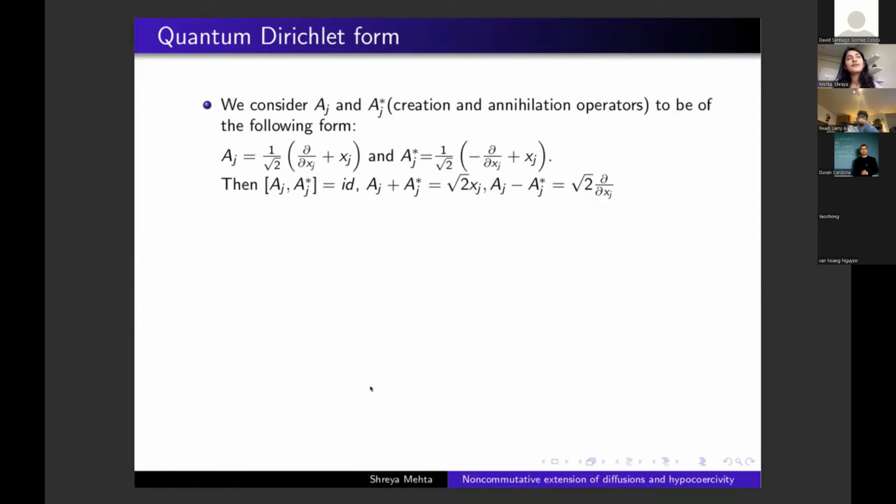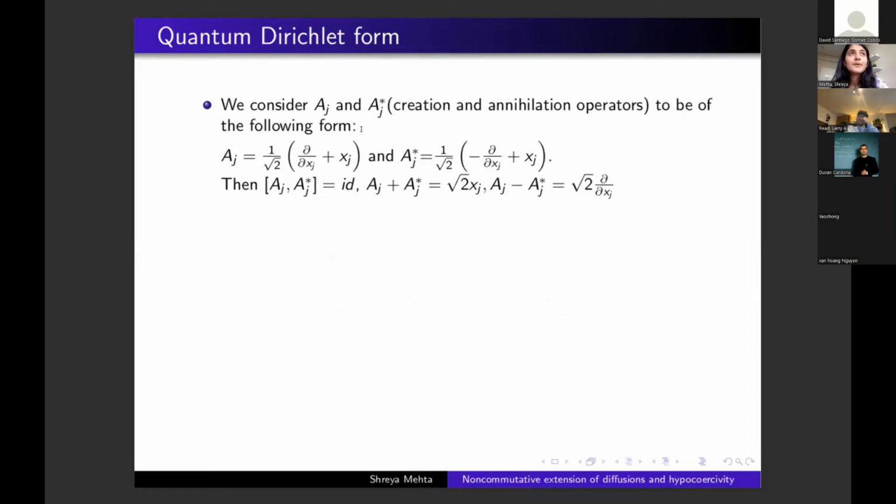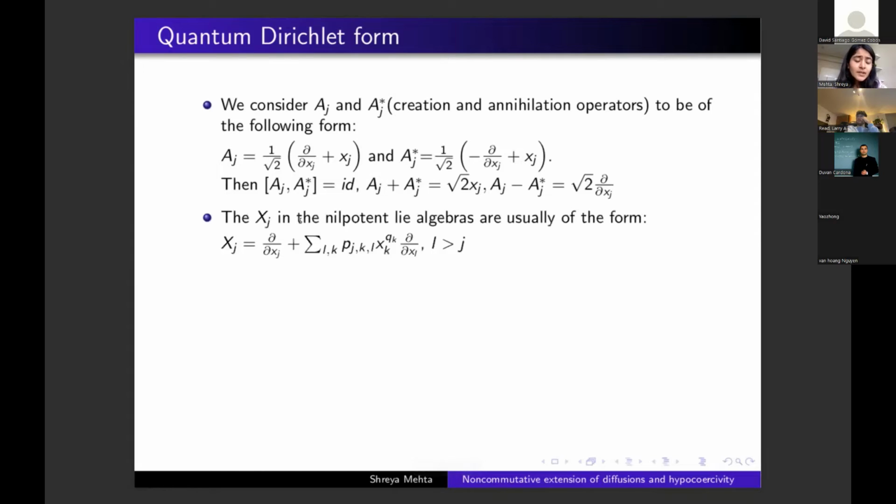So first, to find this quantum Dirichlet form, we need this Hamiltonian dynamics, which is the modular operator. For this, initially we wrote the coordinates x_j in terms of these CCRs. Now we are doing the opposite thing. That is, we are writing the CCRs in terms of the different coordinates and the partial derivatives. So if we consider x_j to be any general classical field in the nilpotent Lie algebra, it is usually of this form: the derivative with respect to the x_j coordinate and the sum of some constants and the fields, and this q_k here is the multi-index.